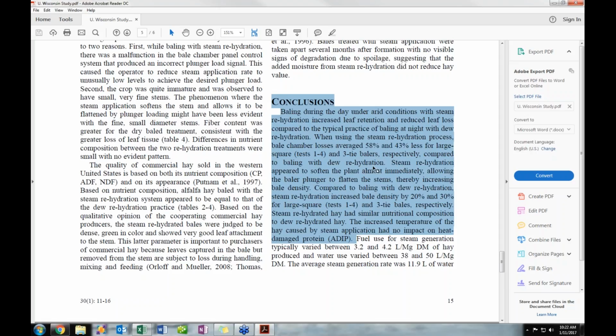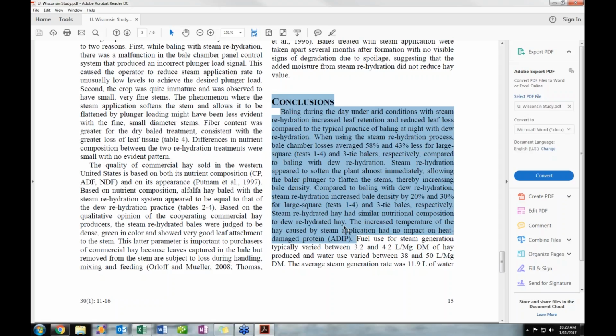Compared to baling with dew rehydration, steam rehydration appeared to soften the plant almost immediately, allowing the baler plunger to flatten the stems, thereby increasing bale density. Compared to baling with dew rehydration, steam rehydration increased bale densities by 20 and 30% for large square and 3-tie bales, respectively. The other thing that's important right here at the bottom, I highlighted it as well, is that steam rehydrated hay had a similar nutritional composition to dew rehydrated hay.